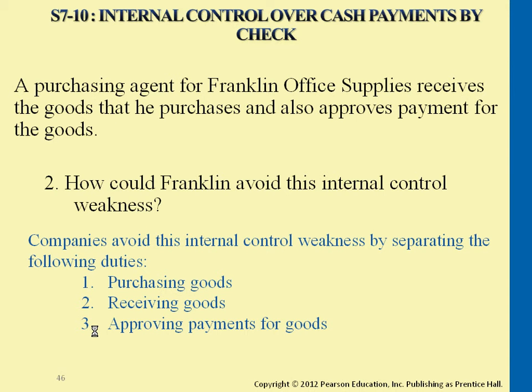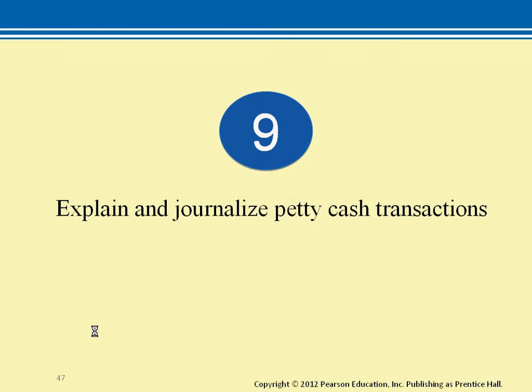Next one. A purchasing agent for Franklin Office Supply receives the goods that he purchased and also approves the payment of the goods. How could Franklin avoid this internal control weakness? Companies avoid internal control weaknesses such as this by separating the following duties. They separate the purchase of the goods, the receiving of the goods, and the approval for the payment of goods.